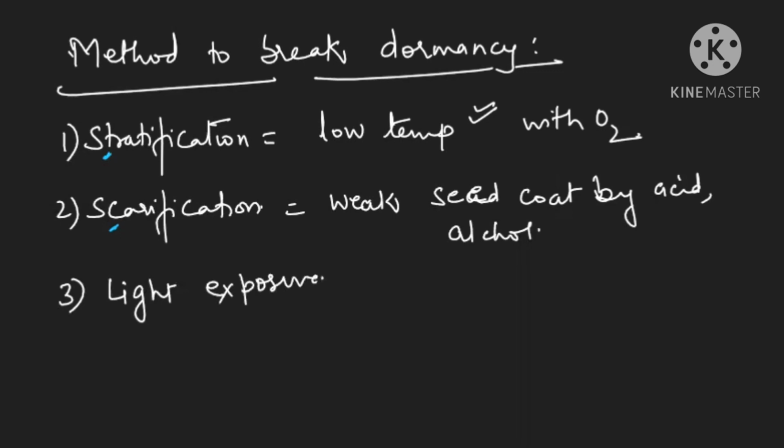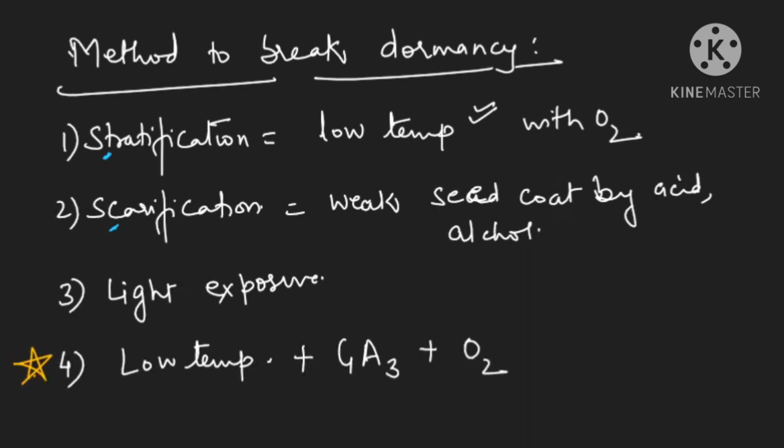And the last method is very important. They asked in the question also. You give low temperature, along with low temperature, use gibberellic acid plus oxygen. This is the way you can break the seed dormancy. The question is asked with respect to which PGR is used to break dormancy. It is gibberellic acid. That is why, if you remember, we have already studied that ABA, abscisic acid, is antagonistic to gibberellic acid, because abscisic acid promotes dormancy and gibberellic acid breaks dormancy.